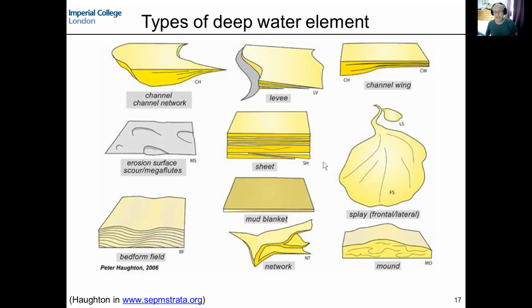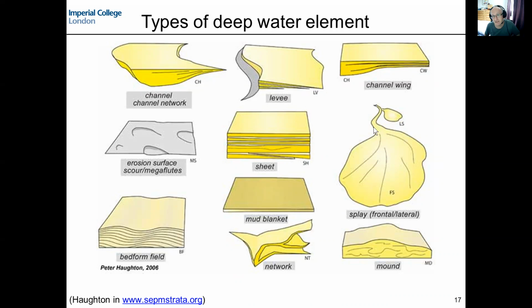We also see more sheet-like deposits. Sheet is used as a pretty general term in description. What's also good, if we can, is to specify what the lateral extent of the sheet is. Is that 100 meters wide, a kilometer wide, 10 kilometers, etc. We also get lobe shapes. Those are sometimes referred to as splays.